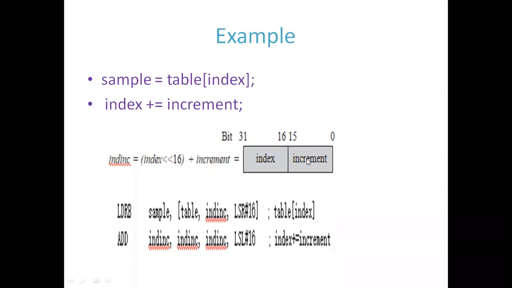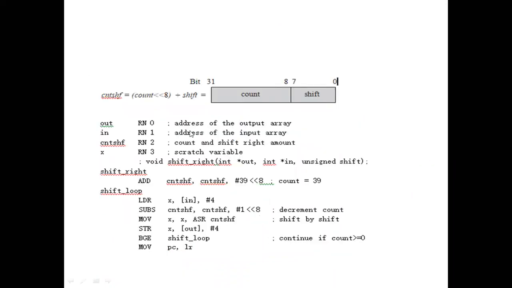In this way, you can utilize a single register to store multiple variables. So look at one more example. I have 32 bits, right? And the shift value will hold only 8 bits. So we are storing another variable, count, into the remaining 24 bits. The count value goes into the remaining 24 bits.